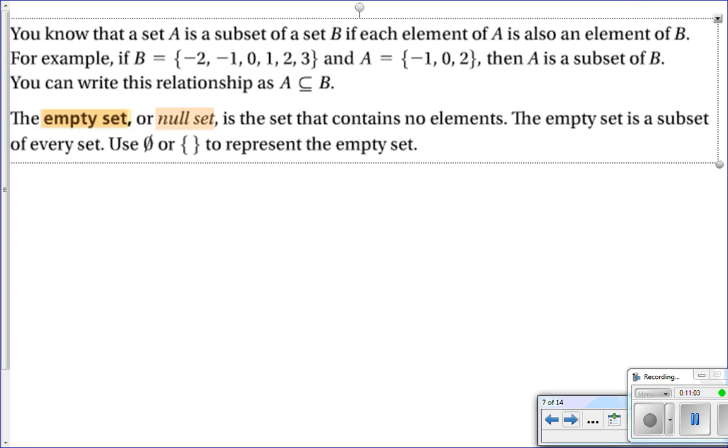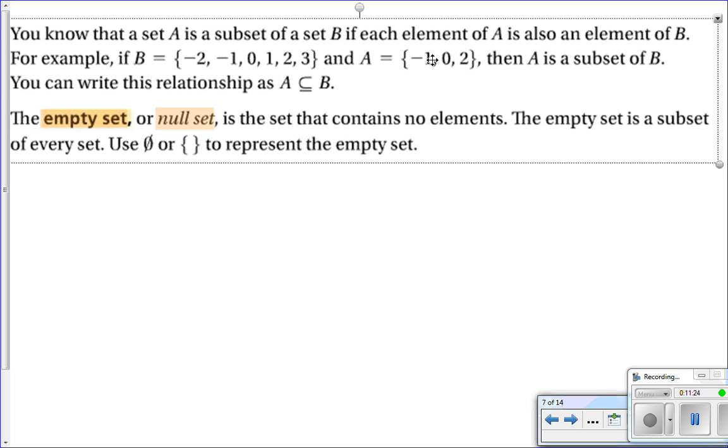So you know that a set A is a subset of set B. Right now we're given two different sets, a set A and a set B. We know that set A is a subset of set B if each element of A is also an element of B. So if everything in set A is included in set B, then I can say A is a subset of B.